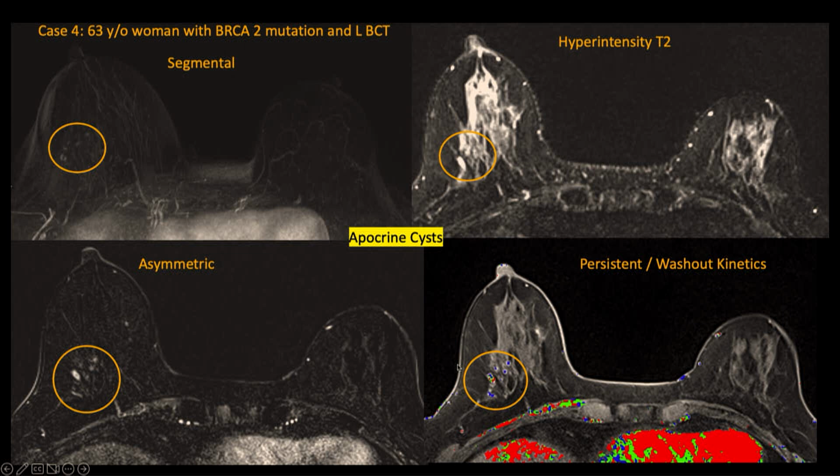It does have some washout kinetics to it. So despite the T2 hyperintensity, we did sample it. It ends up being apocrine cysts. This is benign and concordant. Again, even in retrospect, looking back at it, I would still biopsy it because you have asymmetry, it's segmental and clumped.